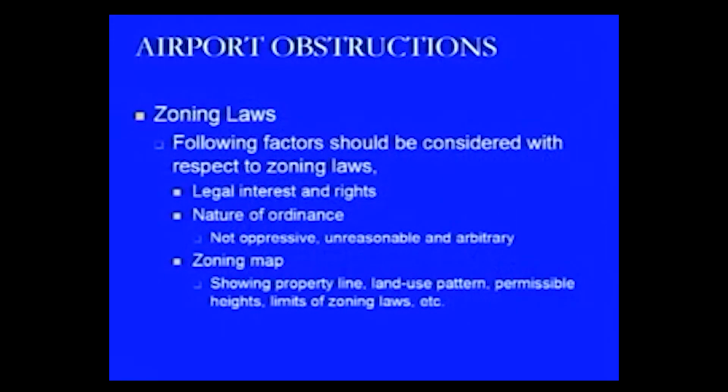And then the third thing is that the zoning map has to be provided. The zoning map defines what type of activity can take place up to what distance from the airport. So, if we can show that, then that helps persons decide what type of activity they can try within that area if they acquire the land in that area. So, it should show the property line, the land use patterns, the permissible heights, the limits of the zoning laws, etc.